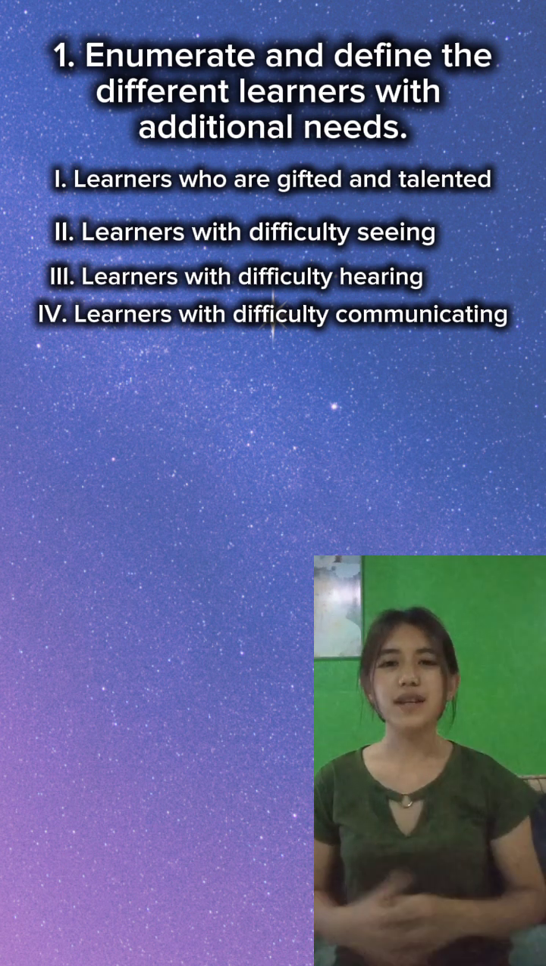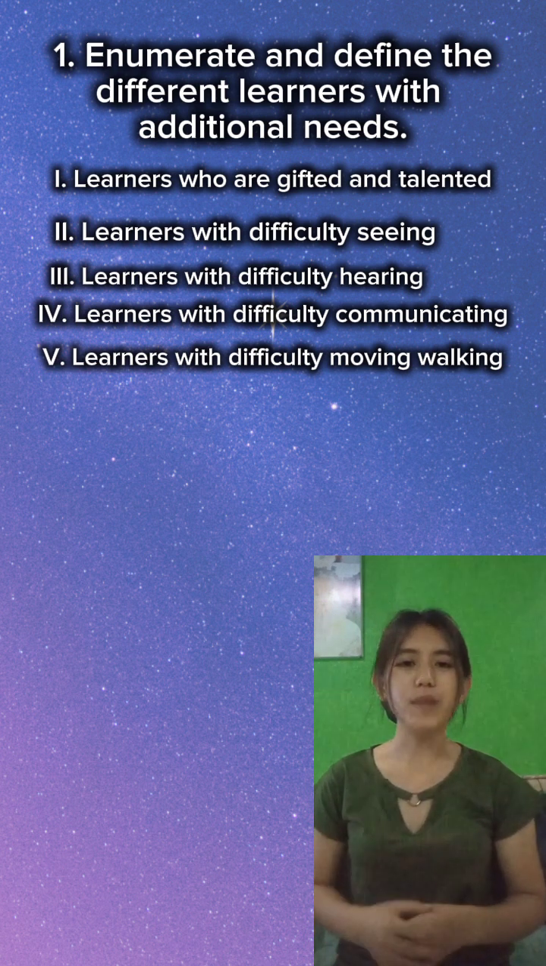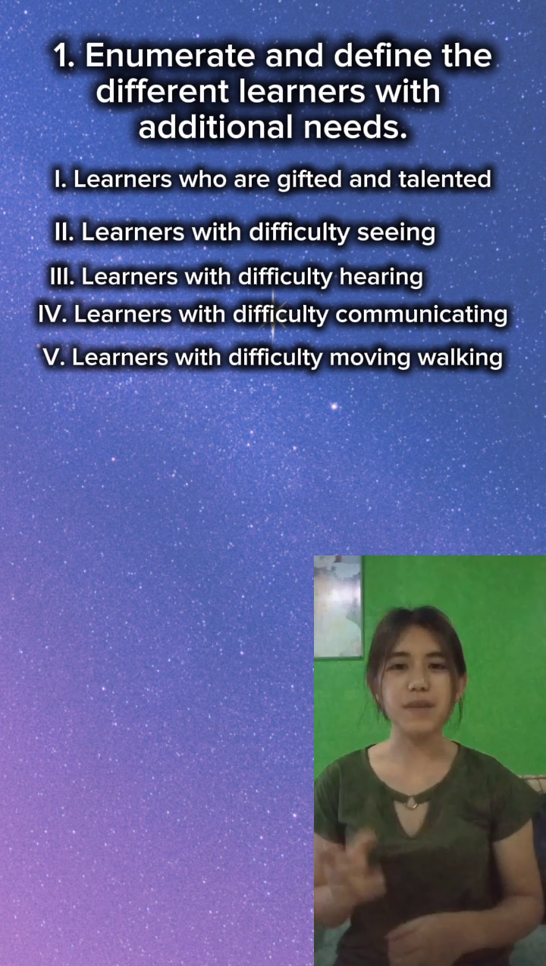The fifth one is the learners with difficulty moving or walking. Students with physical disabilities affecting mobility and coordination. So, an example of this is Mia, who requires a wheelchair for mobility due to a physical disability.